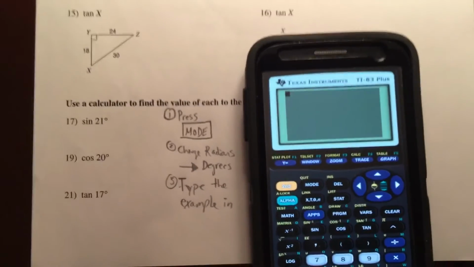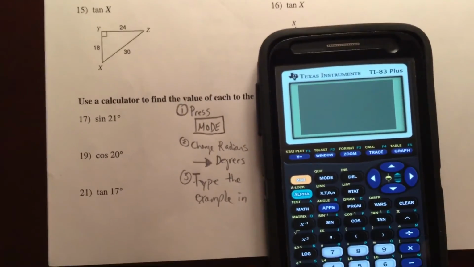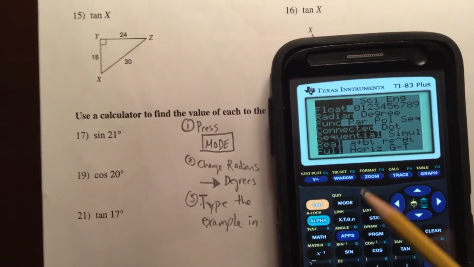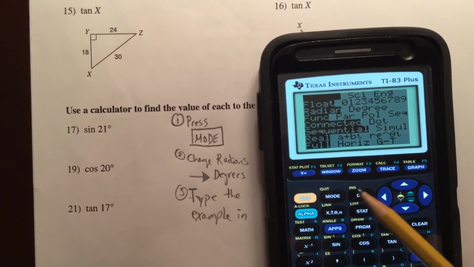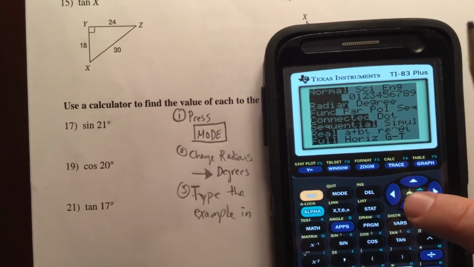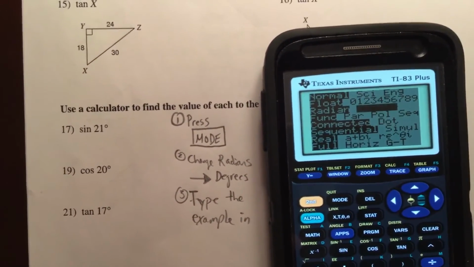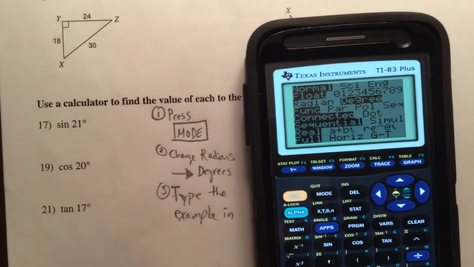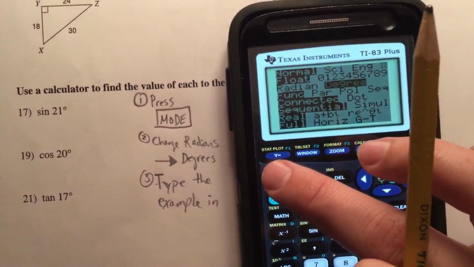Now, when it comes to solving the sine of 21, the cosine of 20, and so on, always press the mode button located right here on the calculator. What you'll notice is that by default, radians is what's highlighted. We want to go down and change that to degrees. Realize we haven't changed it until we've pressed the enter button. Now we can get out of this by pressing second mode.